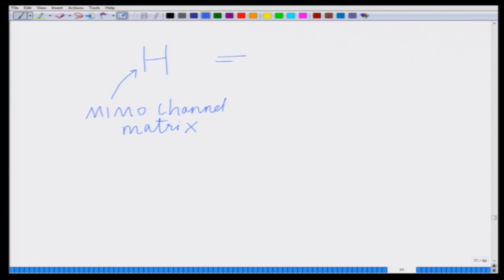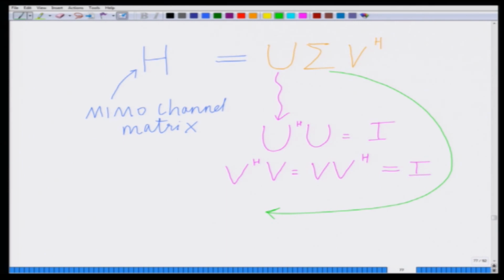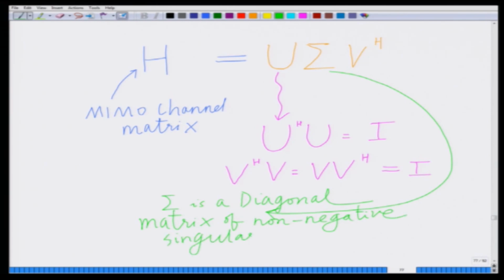And we said that the MIMO channel matrix can be decomposed using the singular value decomposition as the product of three matrices, U sigma V Hermitian, where we have the following properties: U Hermitian U equals identity, also V Hermitian V equals identity matrix, and sigma is a diagonal matrix of non-negative singular values.